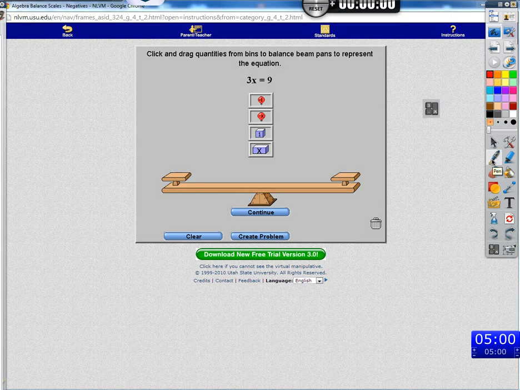We got 3 times the quantity x equals 9. How do we represent that on the scale? Caleb? 3 of the 1 blocks and then the x?